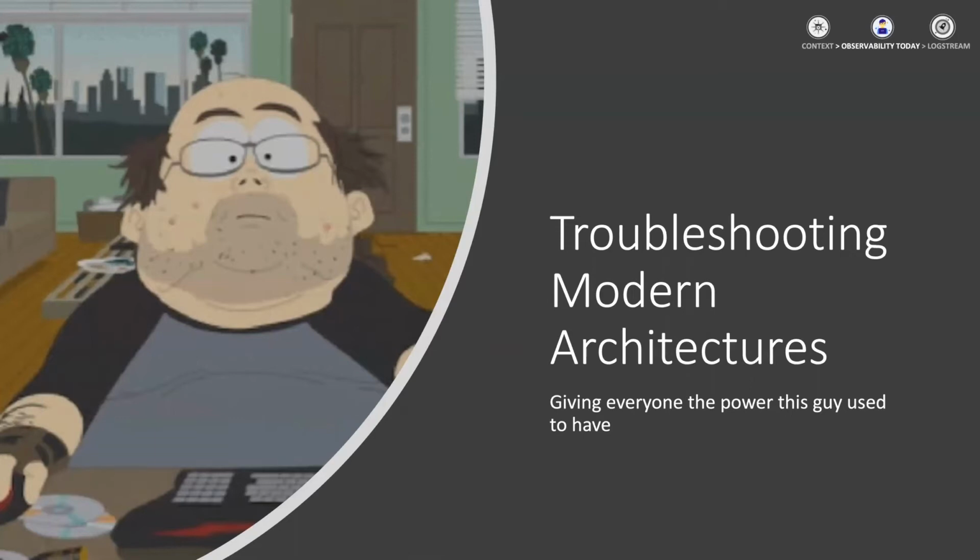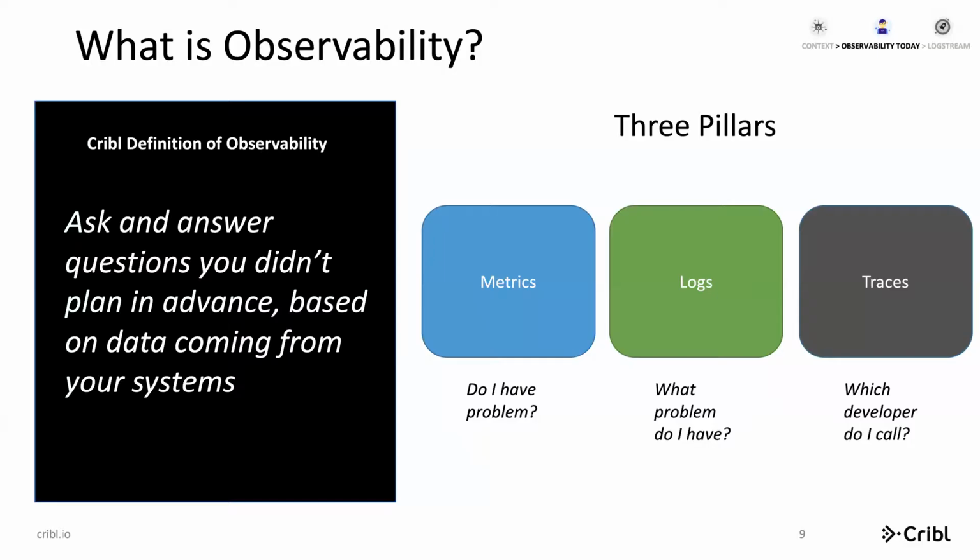And so what we really need in today's world is an ability to troubleshoot modern architectures in the way in which the old grizzly Unix sysadmin was able to do 20 years ago. So that's where you start to see the advent of the term observability.